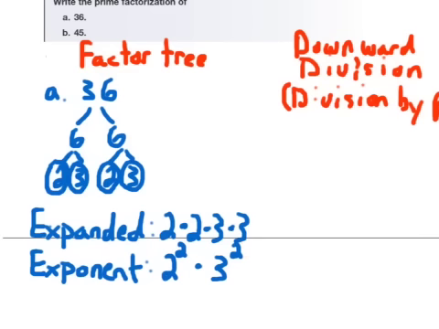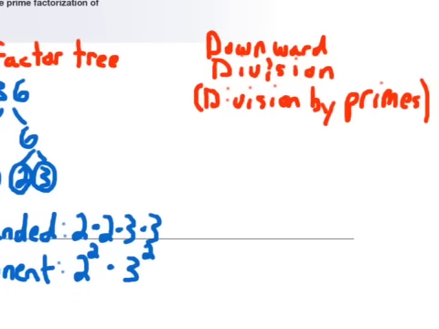Alright, now let's do the other example, 45, with the other method I want to show you, downward division. Alright, and downward division is actually my personal favorite, okay, or division by primes. And again, the number we're going to use this time was 45. Okay? Now, I do like that Saxon calls it division by primes because that tells you what you have to divide by. Okay? You have to divide by prime numbers.